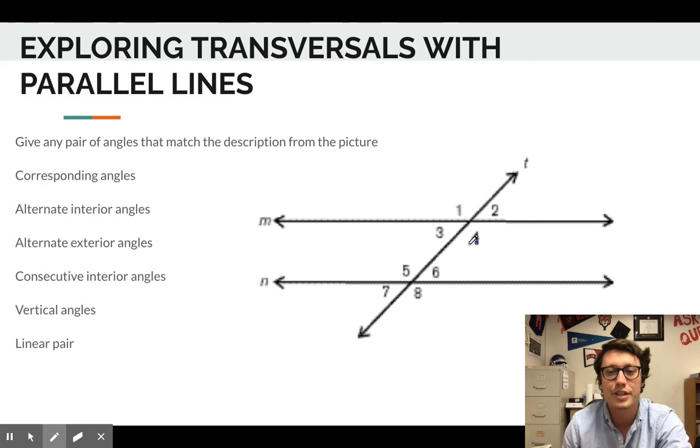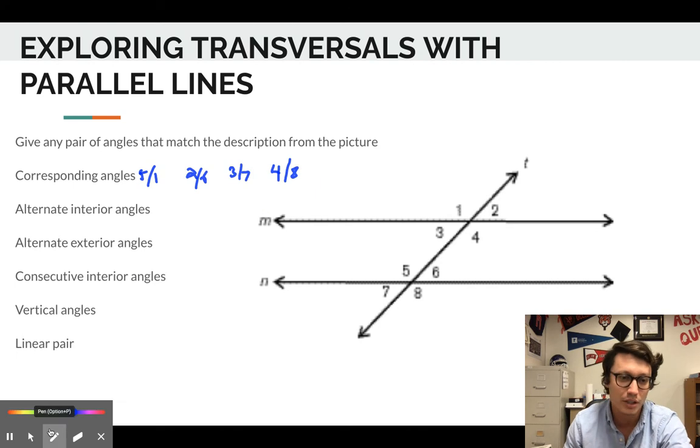Corresponding means that they are in the same position. So think, angle 1 is in the upper left. Angle 5 is upper left. So 5 and 1 is just one example. 2 and 6 is another example. 3 and 7 and 4 and 8. Those are all of the examples of all of the different corresponding angles.